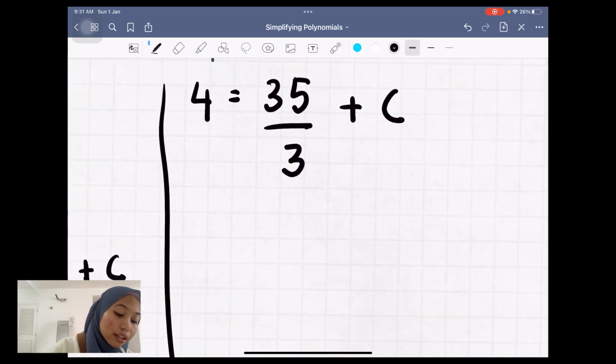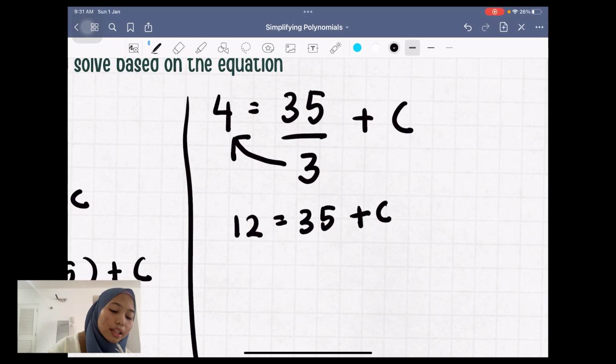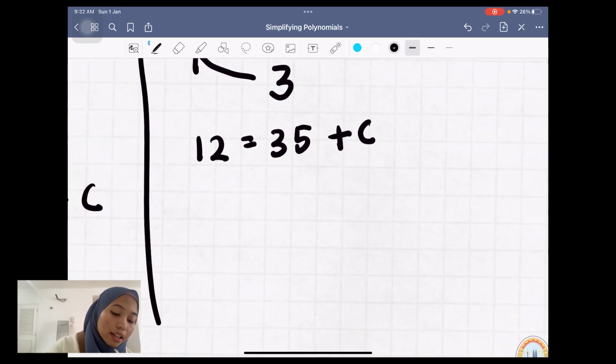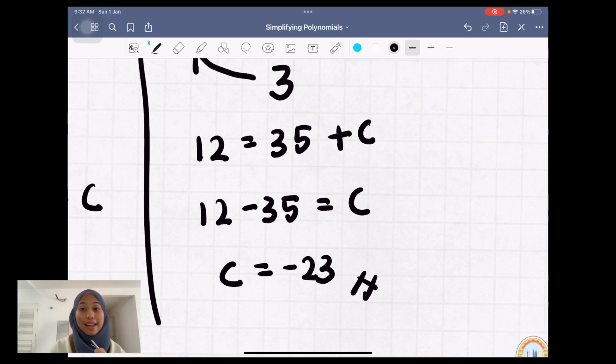And then 4 times 3 is 12 equal to 35 plus c. Okay, and then we have to move 12 minus 35 equal to c. And the final answer will be c equal to negative 23. And that's it.